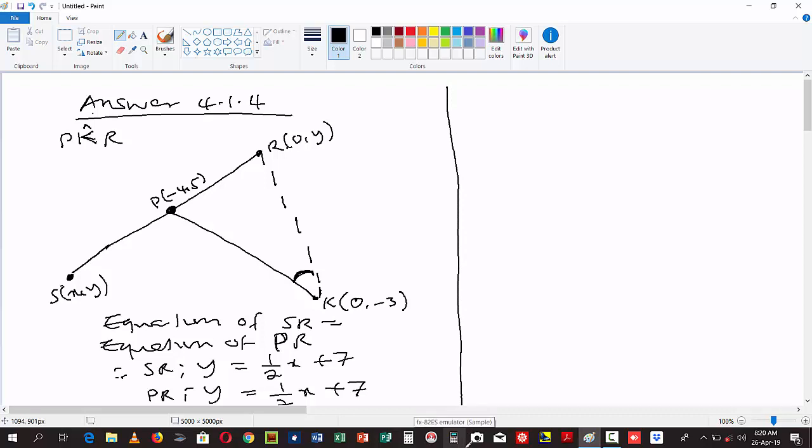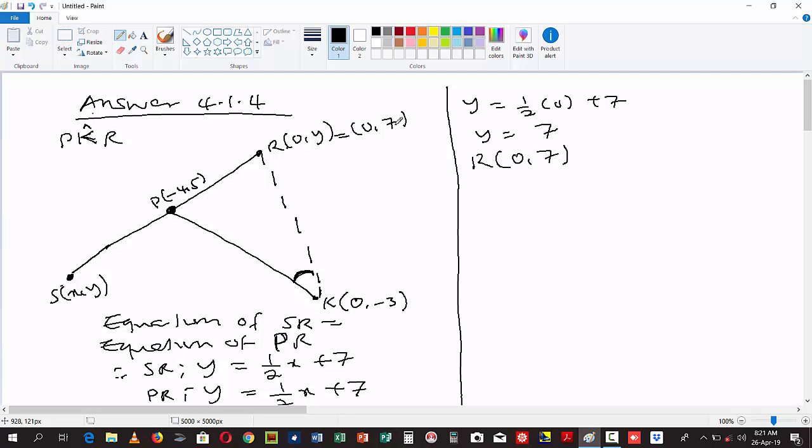So let's now consider the equation. We know that our x is equal to 0. We need to determine our y. y is equal to half of 0 plus 7. y will be equal to 7. The y-intercept is when x is equal to 0. When we are calculating the x-intercept in the function, y must be equal to 0. Note that. Therefore, our R will be equal to (0, 7). Now we have all our coordinates P, R, K.